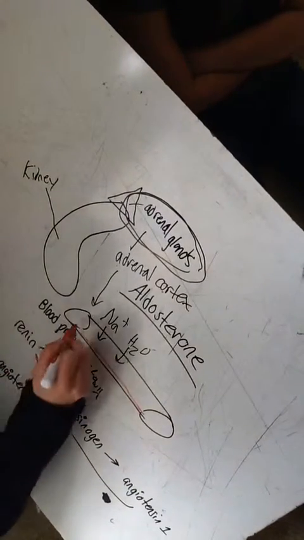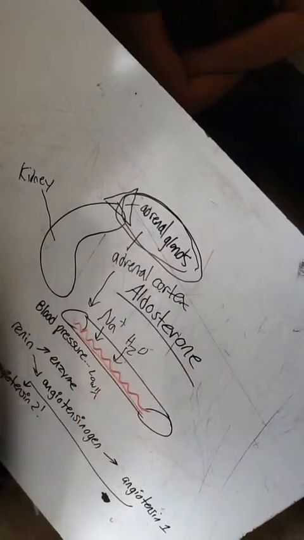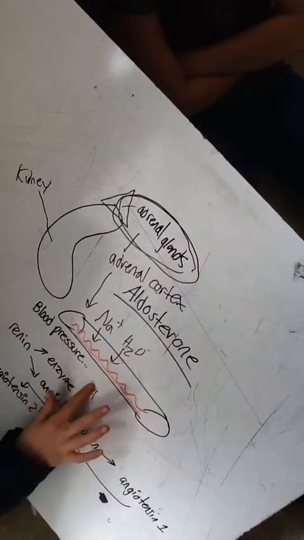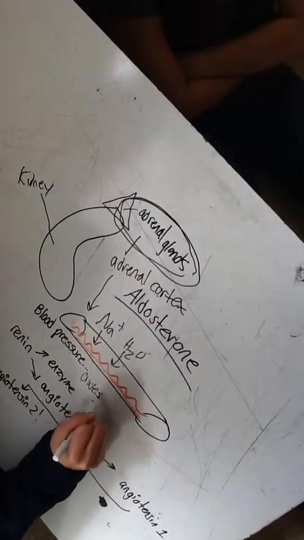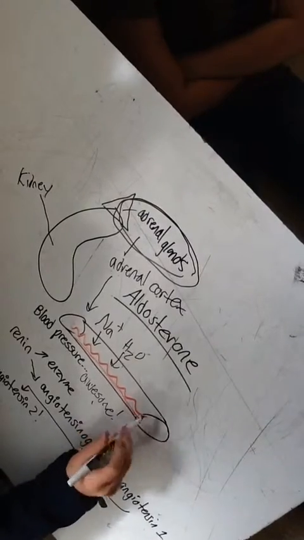Aldosterone promotes the secretion of potassium and then reabsorption of sodium, which is then followed by the reabsorption of water, which in turn increases blood pressure to a more normal level.